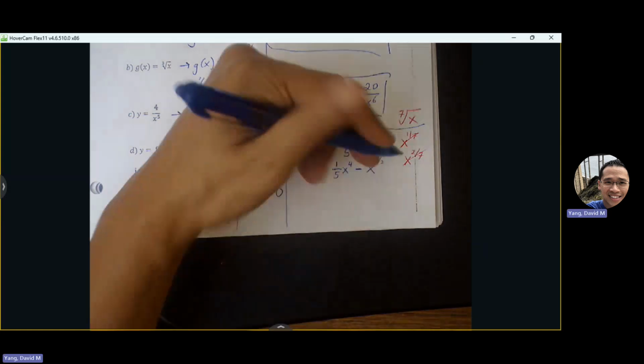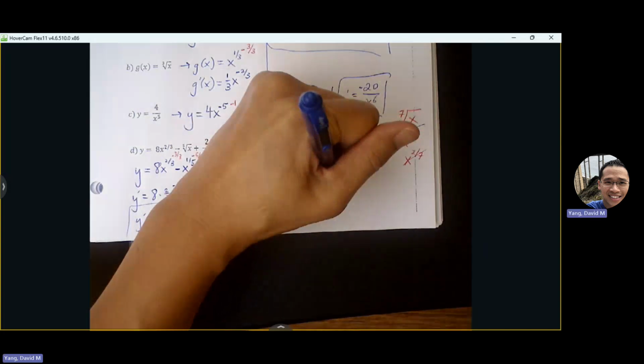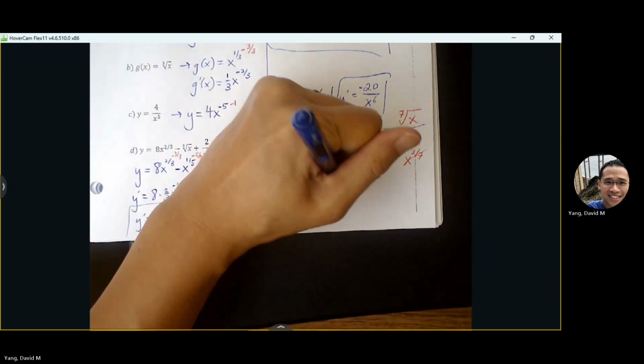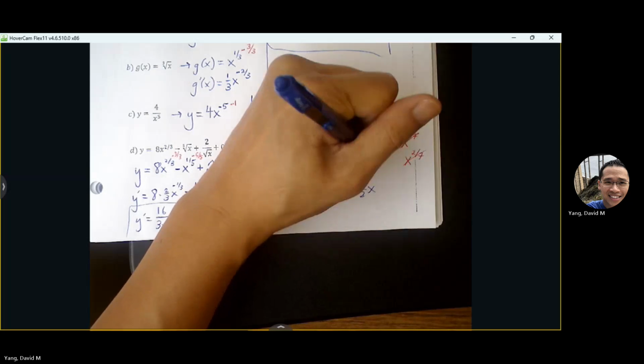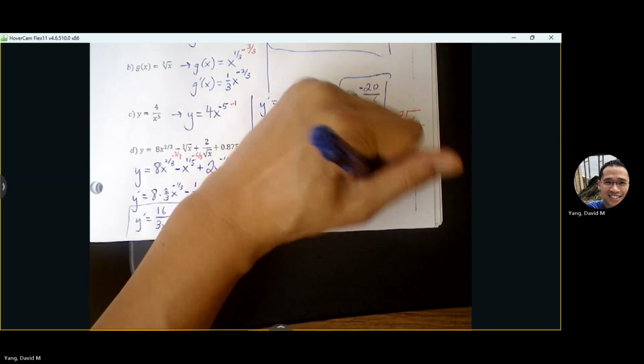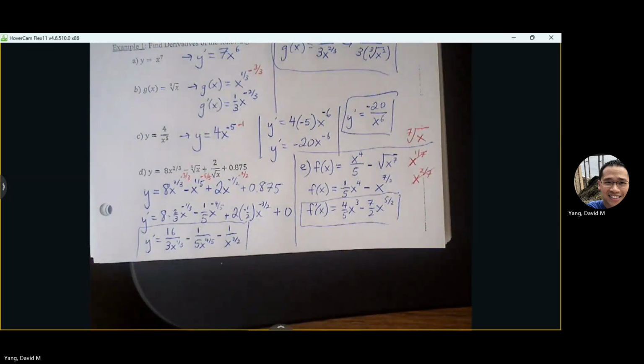So now that we have our function, we can find our derivative. Bring that 4 down. Okay, next page.